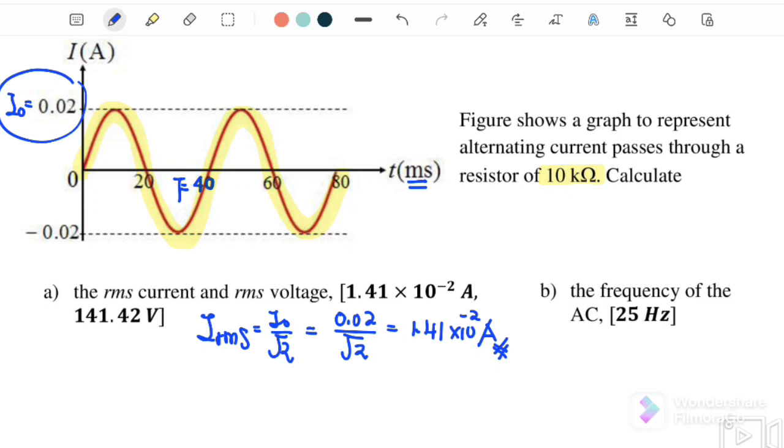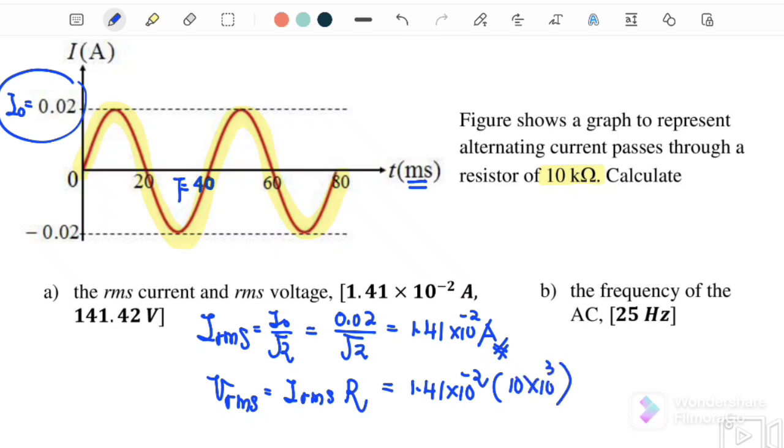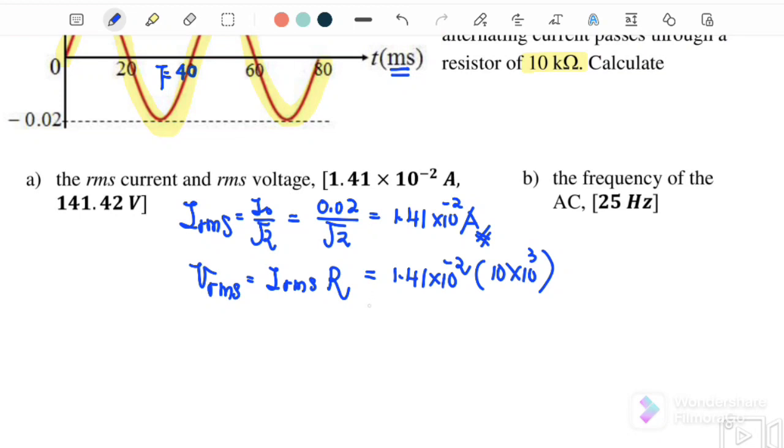Next we want to find V RMS. Similar to example 3, V equals IR. So V RMS is equal to I RMS times the resistor, where I RMS is 1.41 times 10 to the power negative 2 and the resistor is 10 kilo ohm. Therefore the value that we will get for V RMS is 141.42 volt.